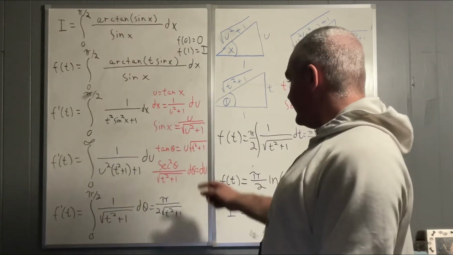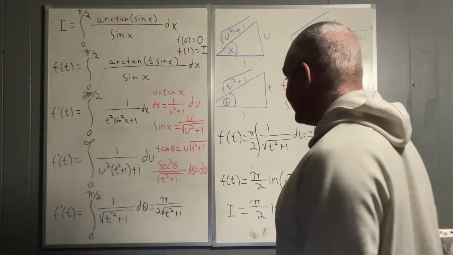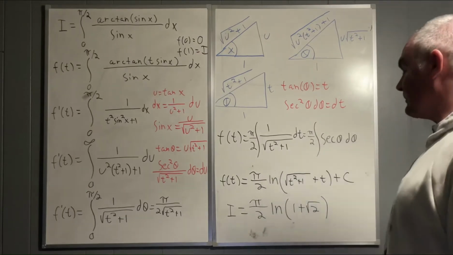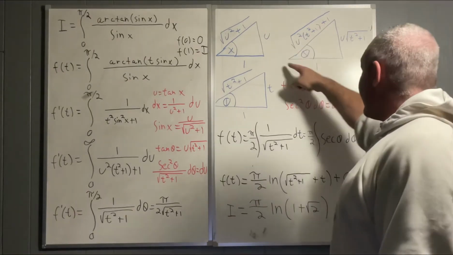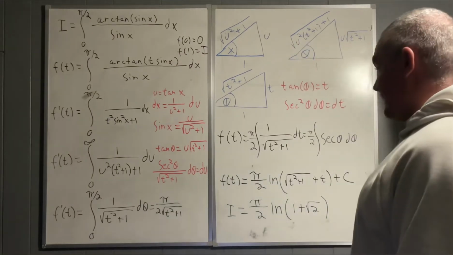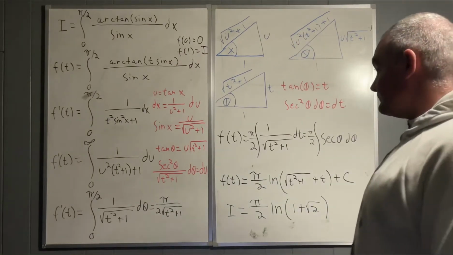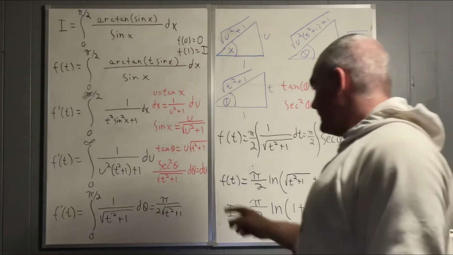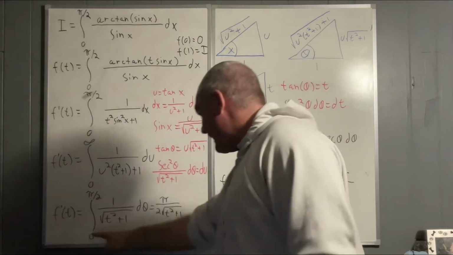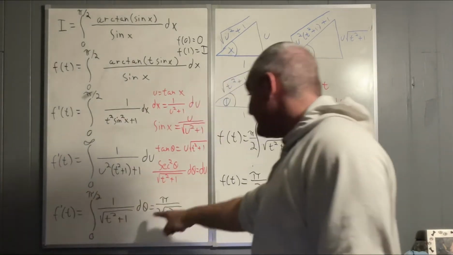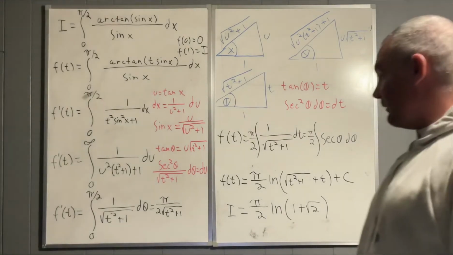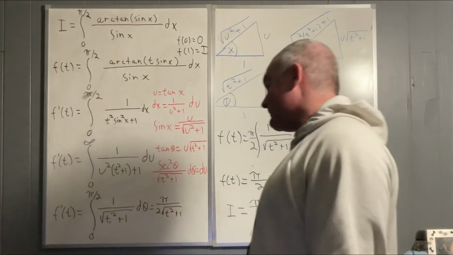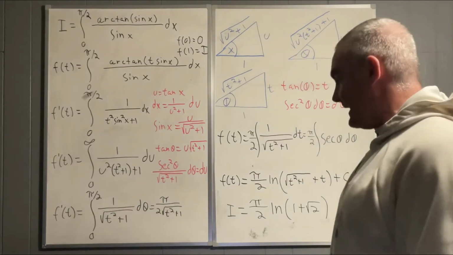But anyway, the next substitution is that tangent theta is equal to u times the square root of t squared plus 1. And that is represented by this triangle right here. Using that substitution, you will be able to arrive at this. That is, f prime of t is equal to the integral from 0 to pi over 2 of 1 over the square root of t squared plus 1 d theta.